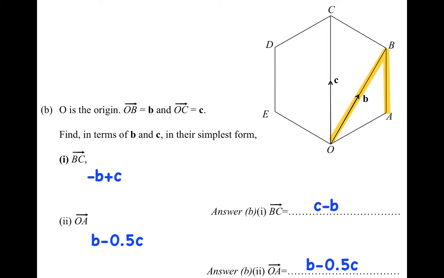So that's the answer. And in fact, any other route you choose to take should amount to B minus 0.5 C when you cancel out all of the B's and C's.